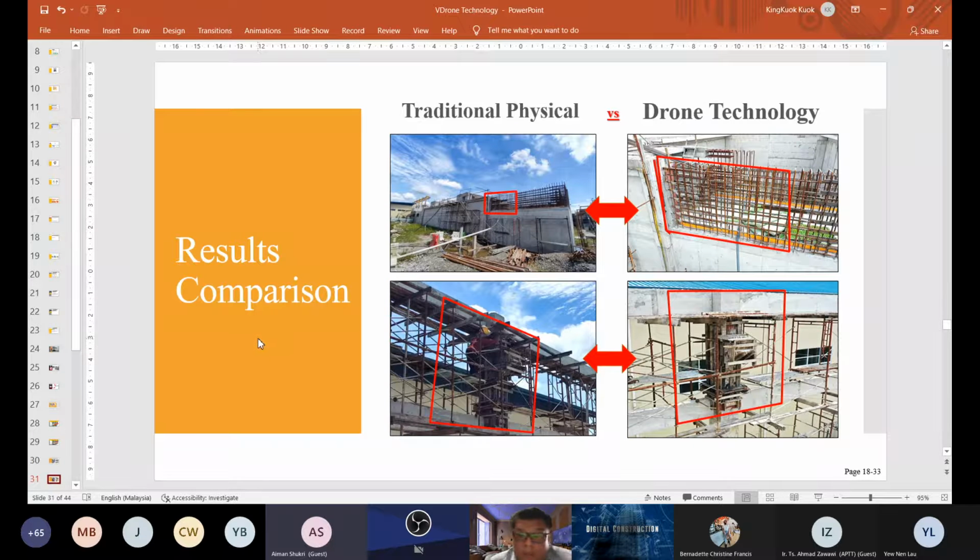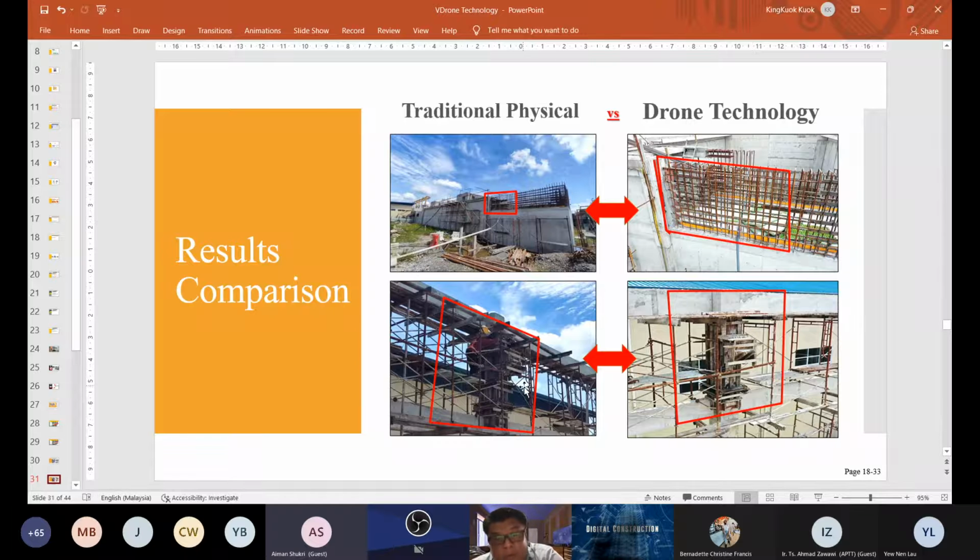When we are checking the steel bar, the only way to check the number of steel bars using traditional physical monitoring is to climb up, check it manually, and determine the size. But there's a safety risk here because we need to climb up. If we use drone technology, we can fly the drone as close as possible to the tied steel bar and check whether the number of steel bars tied on site is equal to the construction drawing or not.